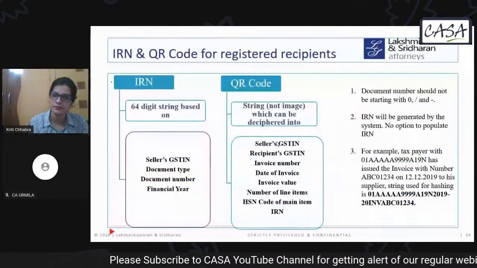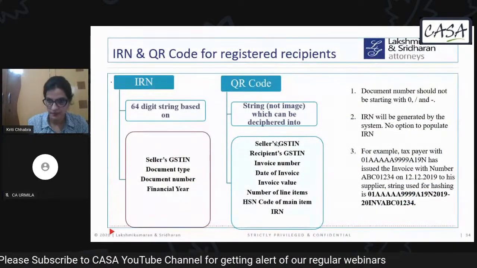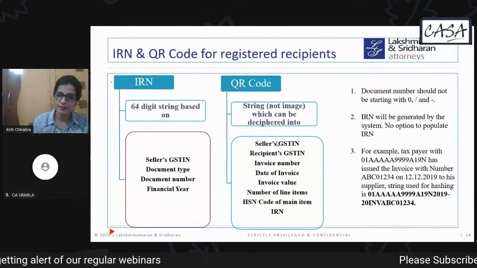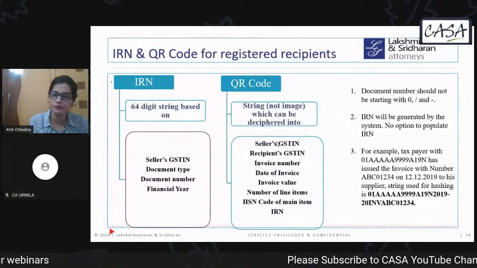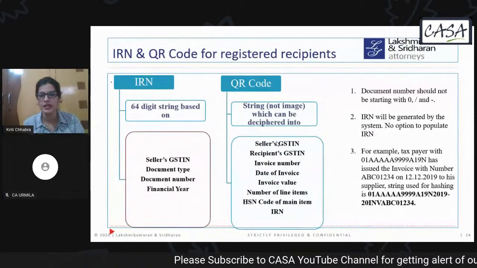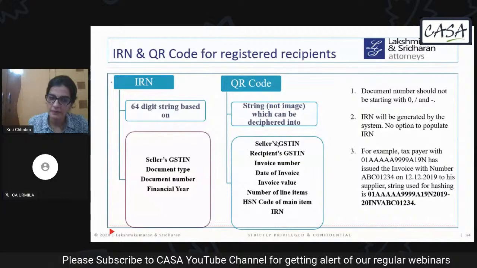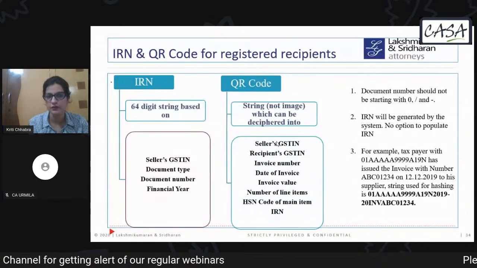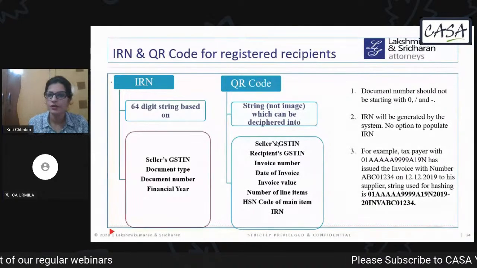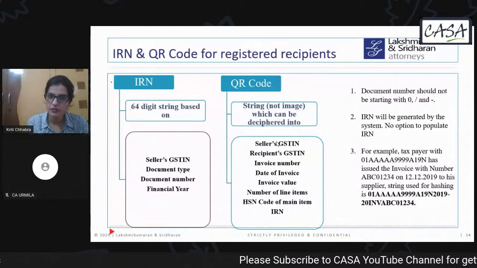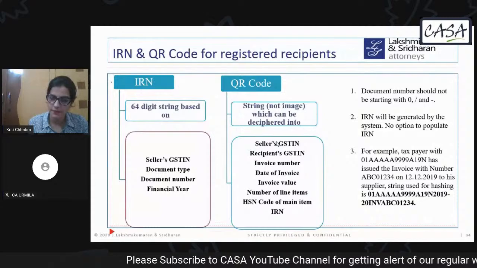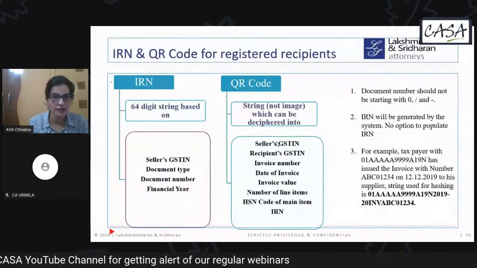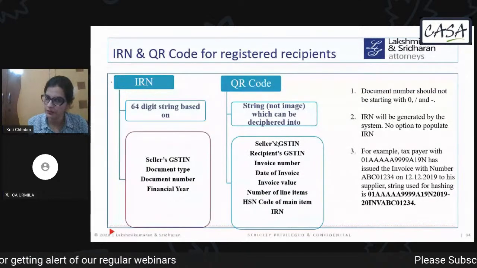Here comes a question: what is an IRN? Basically, the IRN, which will be generated by the IRP portal, will be a 64-character string, which will be based on the seller's GSTIN, document type, document number, and financial year. This can contain a maximum of 64 characters, and it cannot go beyond that. The IRP portal will give you this IRN, and suppliers cannot generate this IRN themselves. This will have to mandatorily come through the IRP portal only.